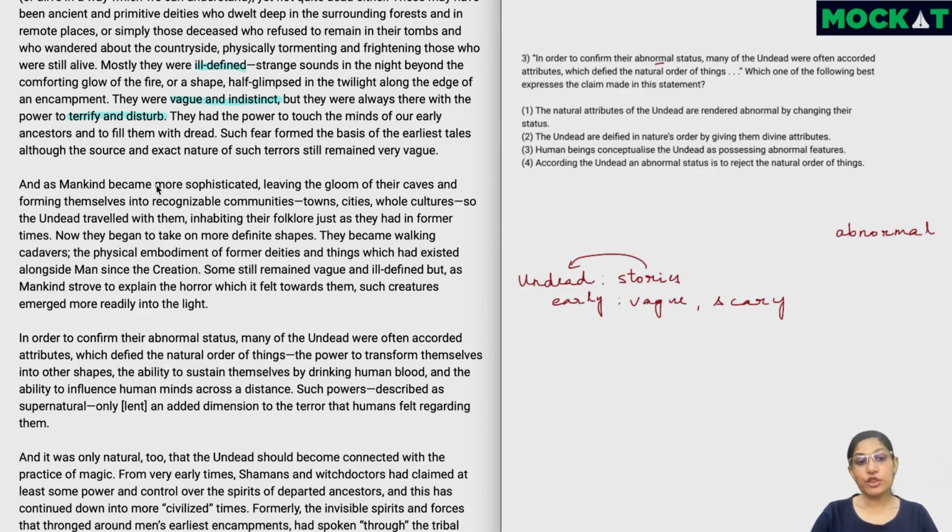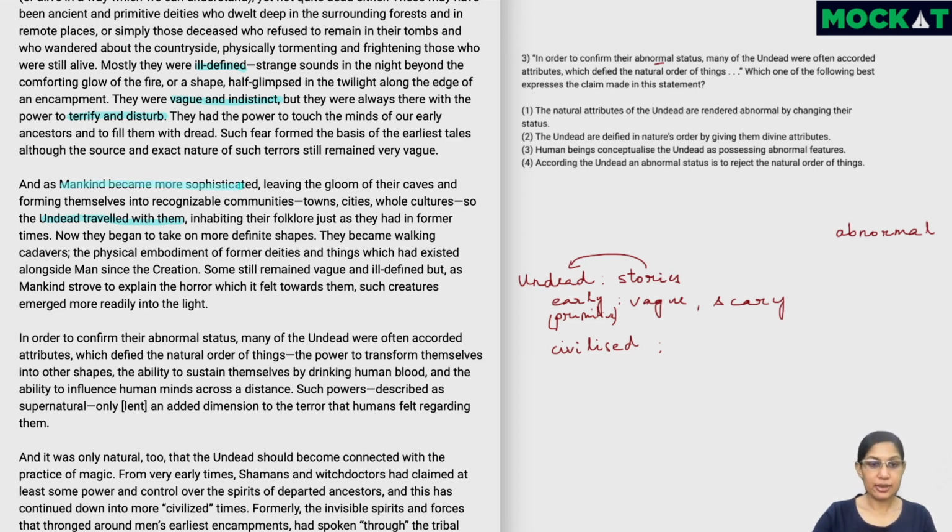And as mankind became more sophisticated, leaving the gloom of their caves and forming themselves into recognizable communities, so the undead traveled with them, inhabiting their folklore just as they had in former times. Now, these recognizable communities are nothing but towns, cities, whole cultures. So, from the really early or primitive times, as humans became more civilized, again we continue to have stories of the undead. It's not that the undead were left behind in forests and caves. The undead continued to travel with us.